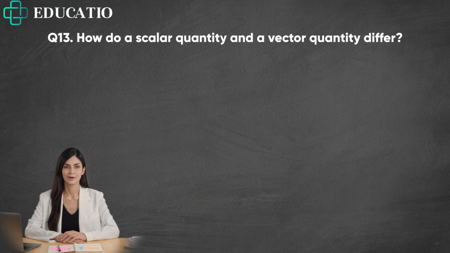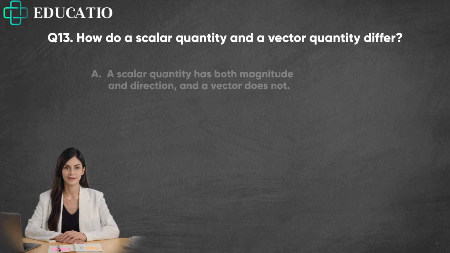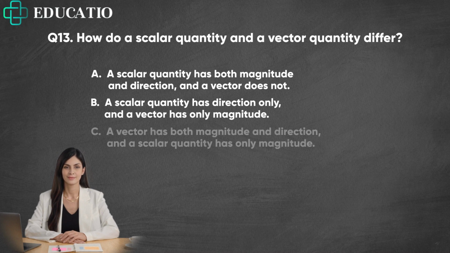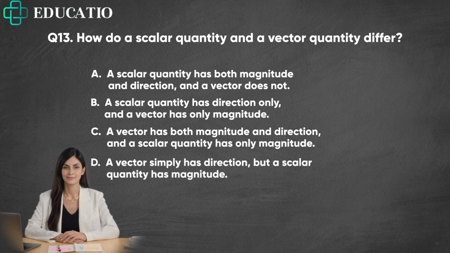Question 13. How do a scalar quantity and a vector quantity differ? A. A scalar quantity has both magnitude and direction, and a vector does not. B. A scalar quantity has direction only, and a vector has only magnitude. C. A vector has both magnitude and direction, and a scalar quantity has only magnitude. D. A vector simply has direction, but a scalar quantity has magnitude.